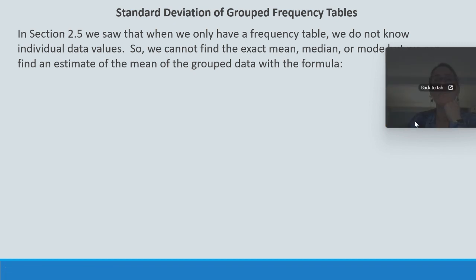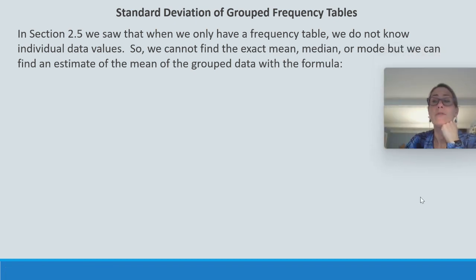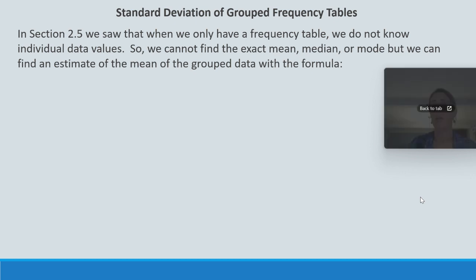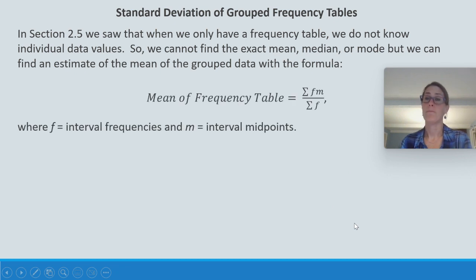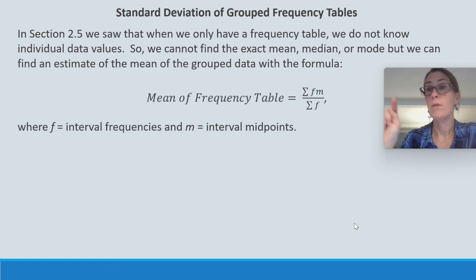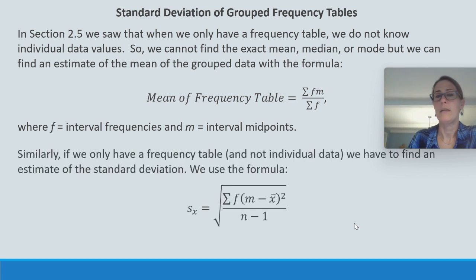So in section 2.5, we saw that when we only have a frequency table, we do not know individual data values. We can't find the exact mean, median, or mode, but we can find an estimate of the mean of the grouped table with that formula. Remember that had the sigma notation. You take your frequency times the midpoint of your interval, add those all up, and then divide by the sum of the frequencies to get the mean of the frequency table.